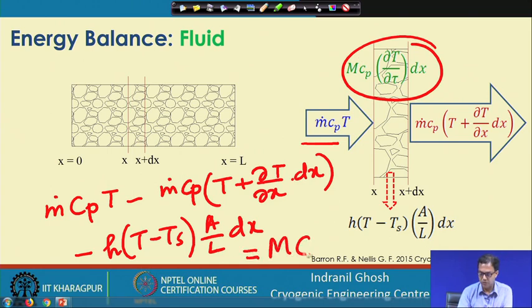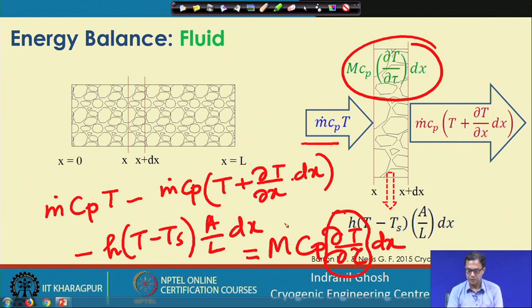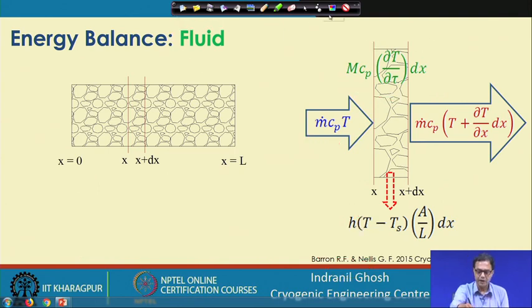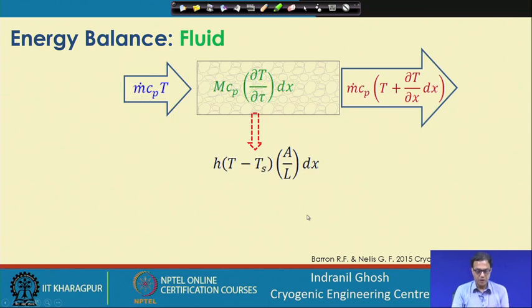So, it is m into Cp, and this is del T by del tau, that is equal to the time. Within this time tau, this is the energy that has been stored in this element. That is multiplied by dx, and that is exactly the energy balance for the fluid stream. Now, we can look into the same thing for the energy balance. As we just noted in the previous slide, that was the energy balance we have written.